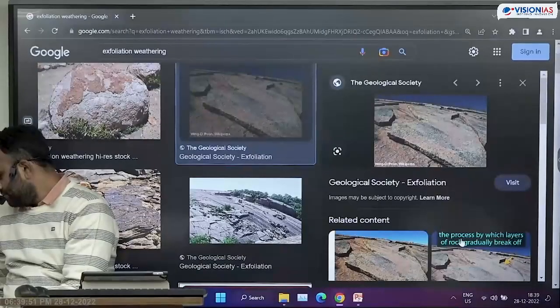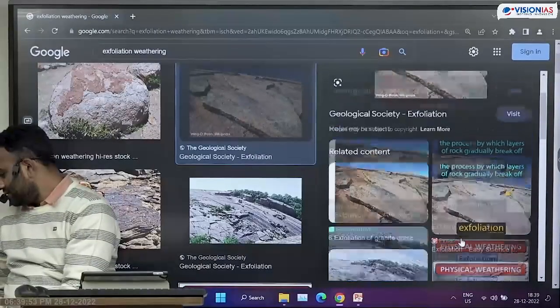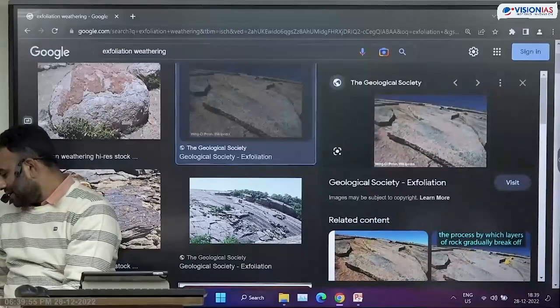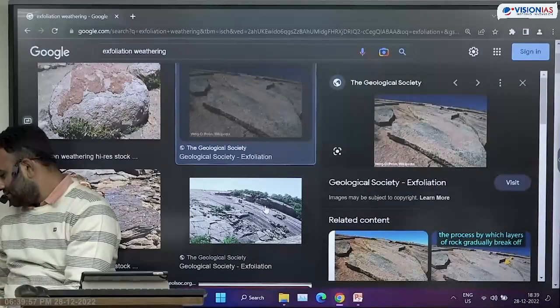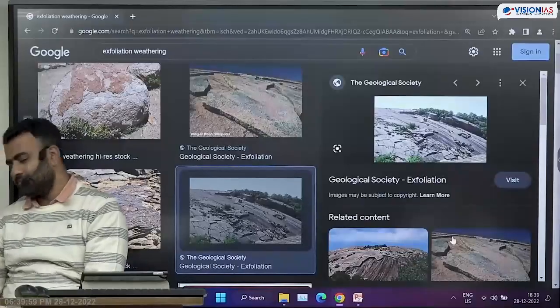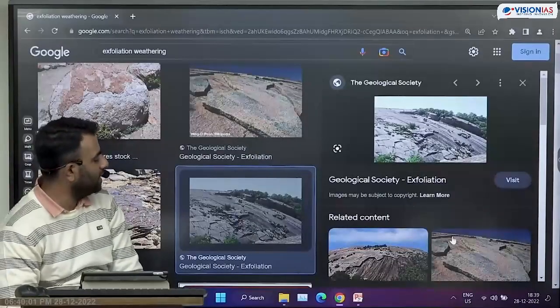Can you see? This is what is exfoliation. The outer layer of rocks breaks due to the continuous heating and cooling.